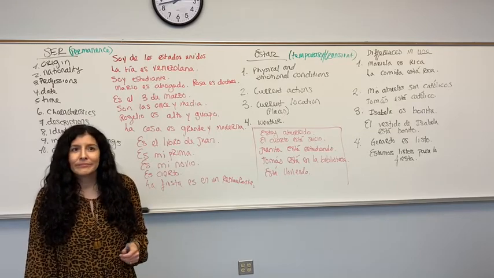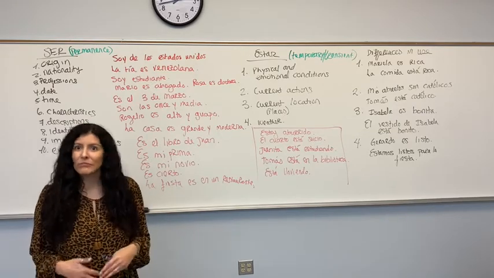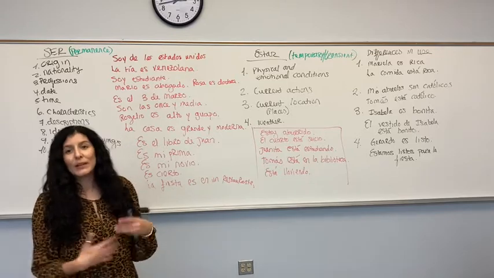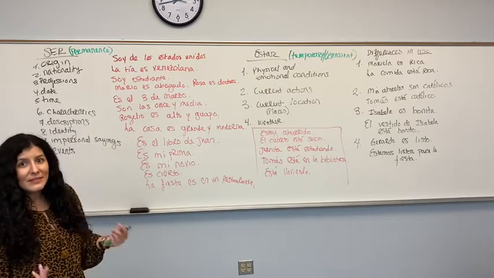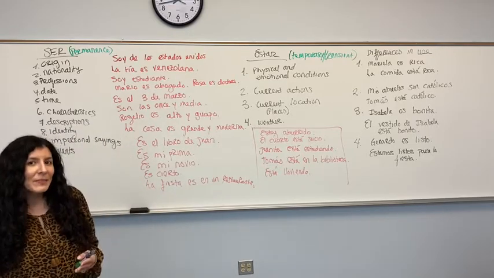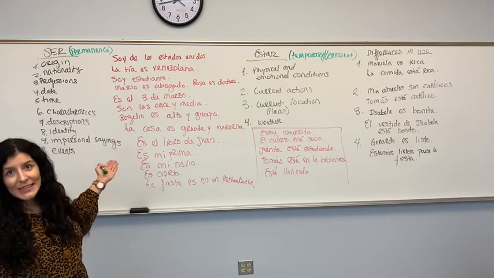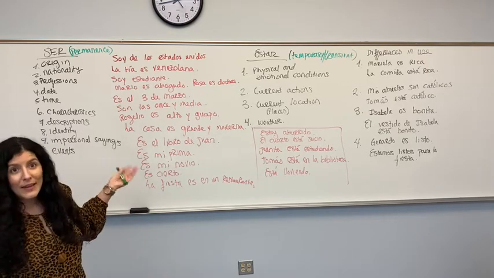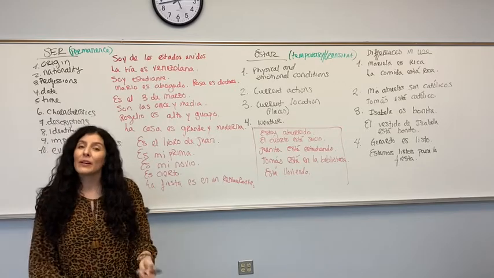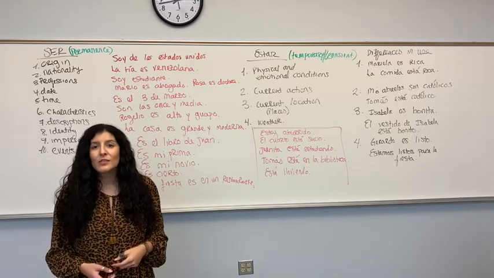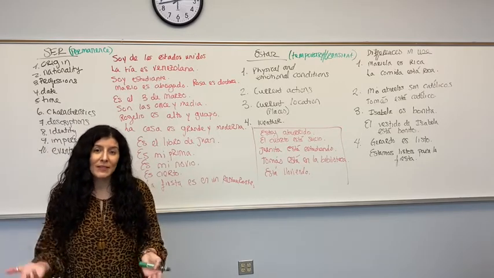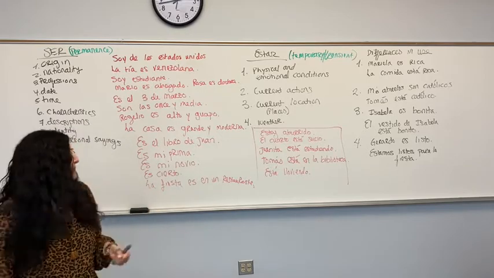Él es bajo y gordito, no? All of these different types of things, right, characteristics would use ser. Also, when we're describing things, right? For example, la casa es grande y moderna. The house is big and very modern, or modern. So those are descriptions of things, and we would use ser.